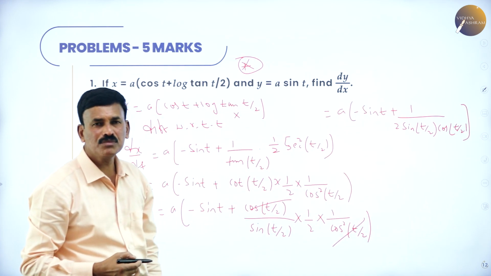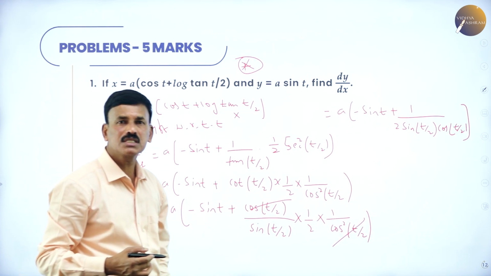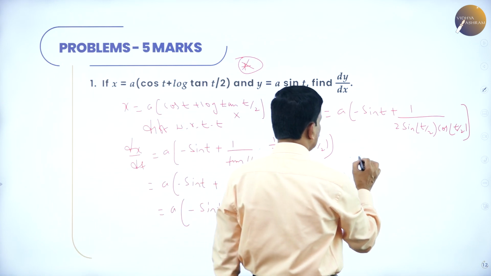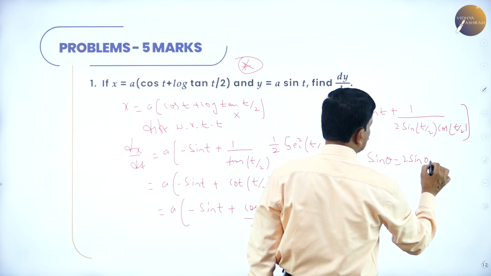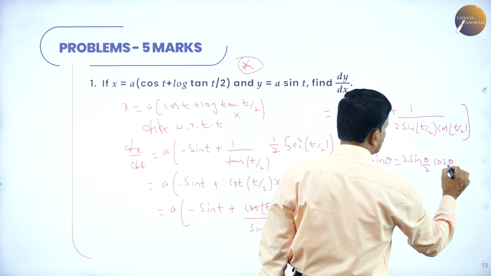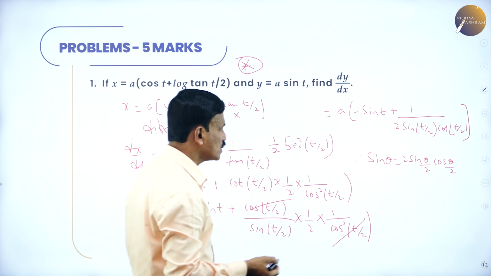Now, this is of the form 2 sin theta by 2 into cos theta by 2, which is nothing but the half angle formula for sin theta. Sin theta is also equal to 2 sin theta by 2 into cos theta by 2. Now, I will move to the next page.